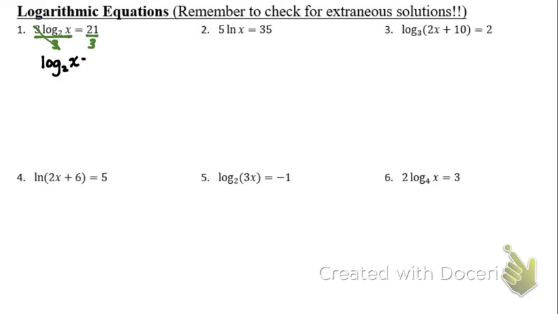Log base 2 of x equals 7. Put it in exponential form. So what would it look like as an exponential? 2 to the x equals 7. Close. 2 to the 7th equals x. And now I can pop this in my calculator. X is what? What'd you say? 128.